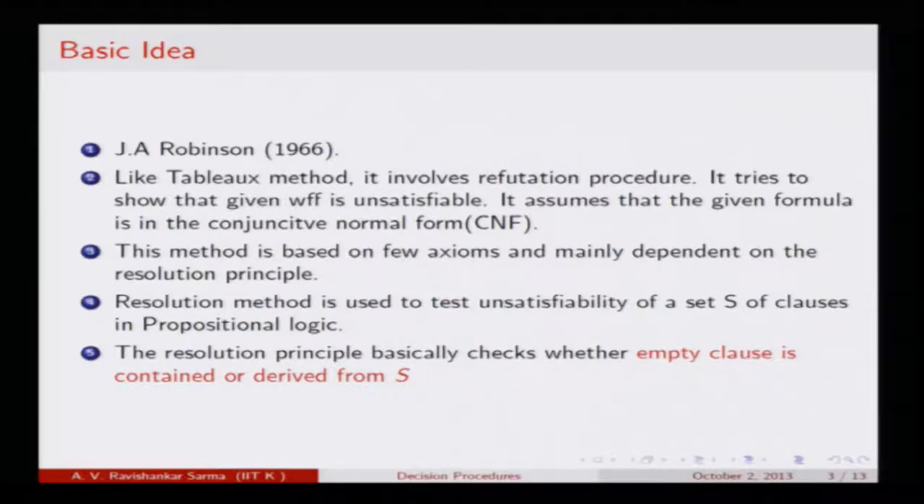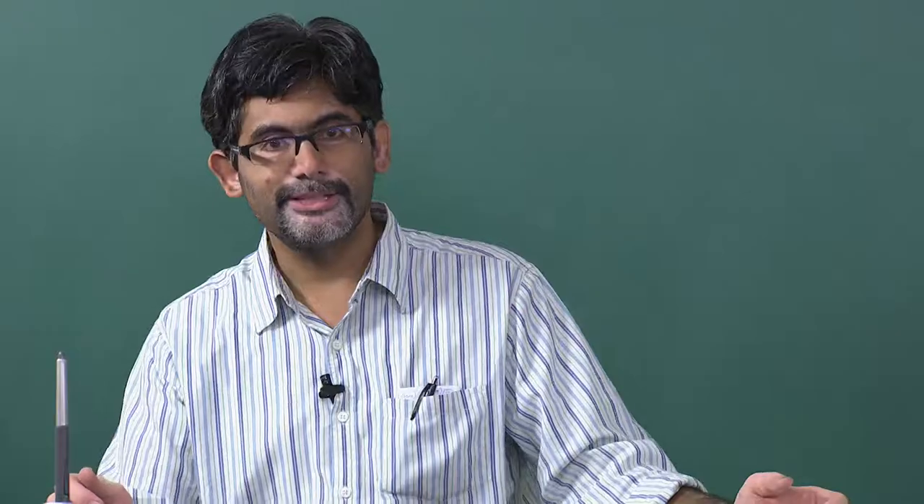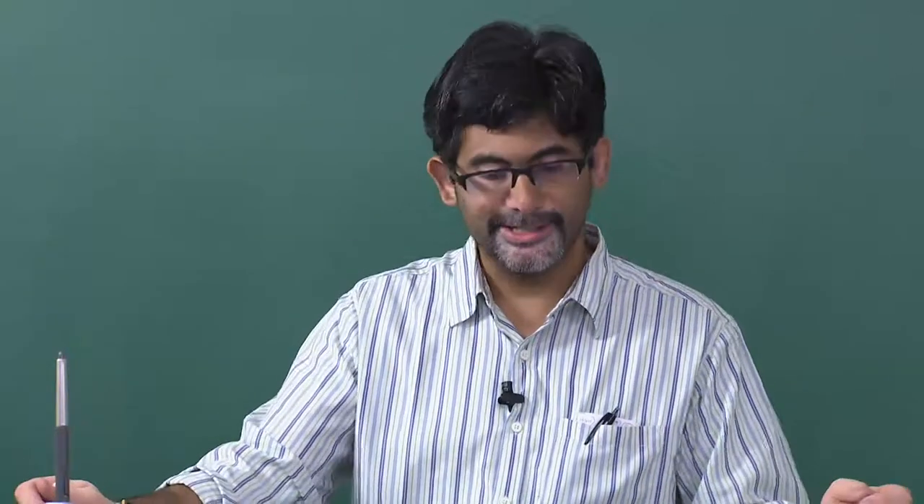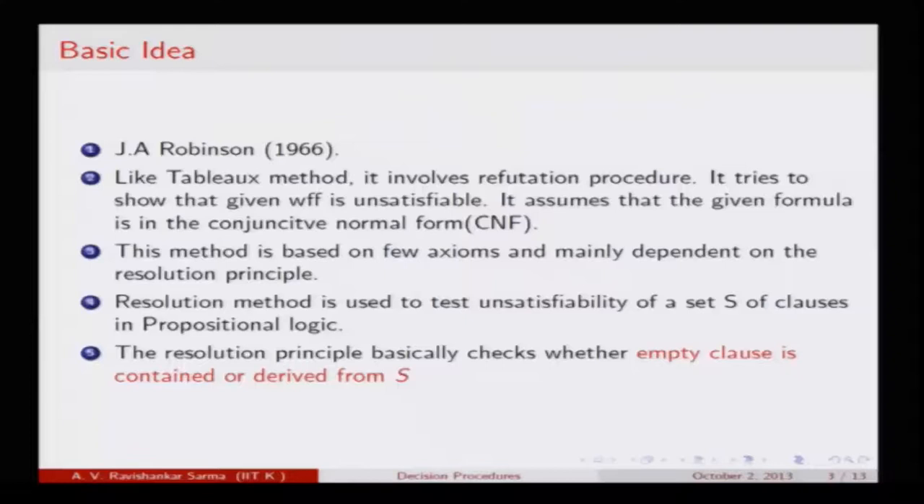So the resolution method is used to test, as in the case of the semantic tableaux method, the unsatisfiability of a set of clauses in propositional logic. So there are some clauses C1, C2, C3, etc., and all these combined together will lead to some kind of contradiction. The resolution principle basically checks whether the empty clause is contained or derived within the set S. So the resolution method is based on the resolution principle.